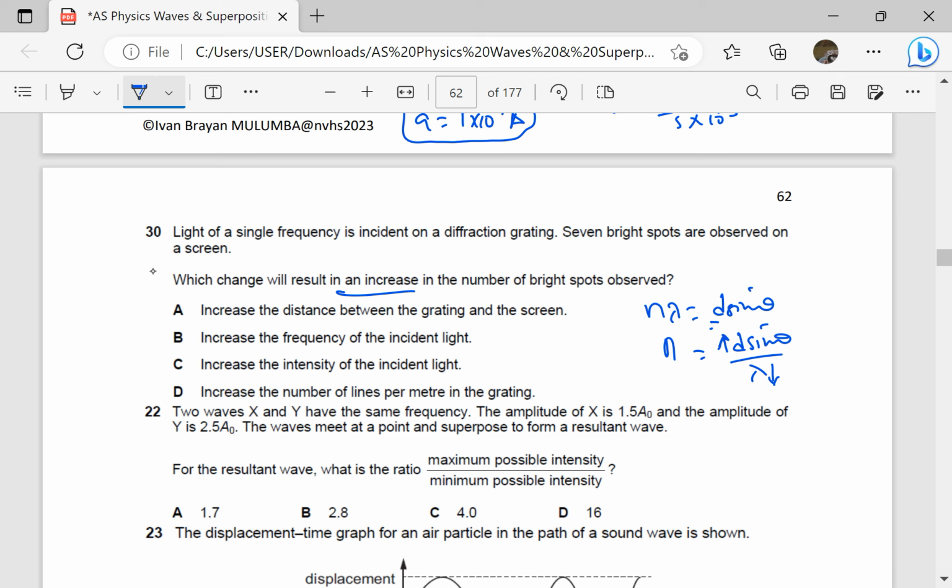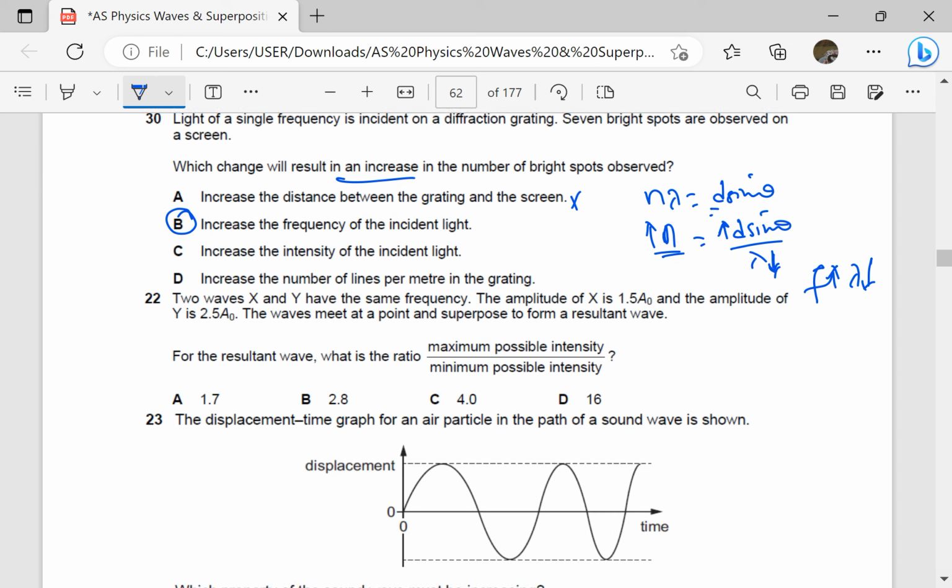Increase the distance between the grating and the screen. This one does not increase the number. Increase the frequency. Of course, if frequency is increased, it means the wavelength is decreased. When wavelength is decreased, since wavelength is inversely proportional to n, n will therefore increase. So the answer is going to be B.